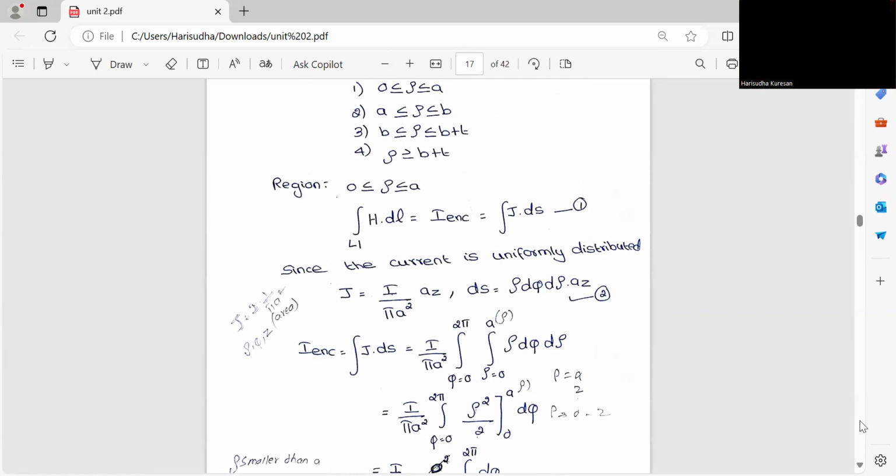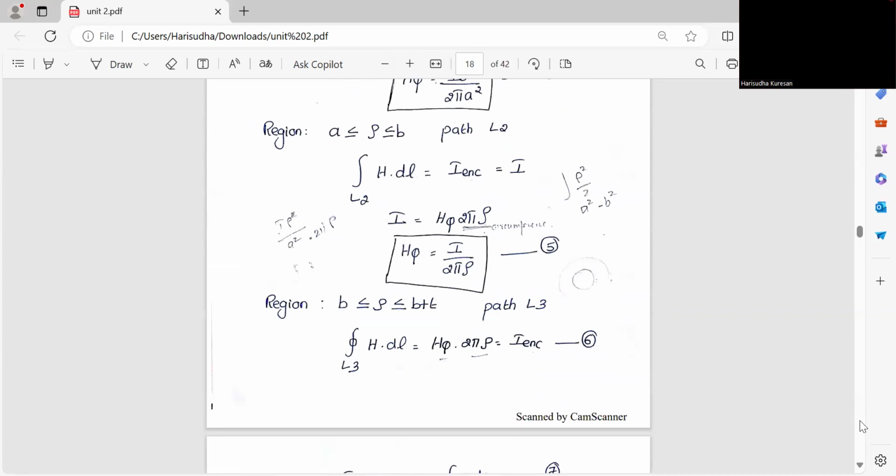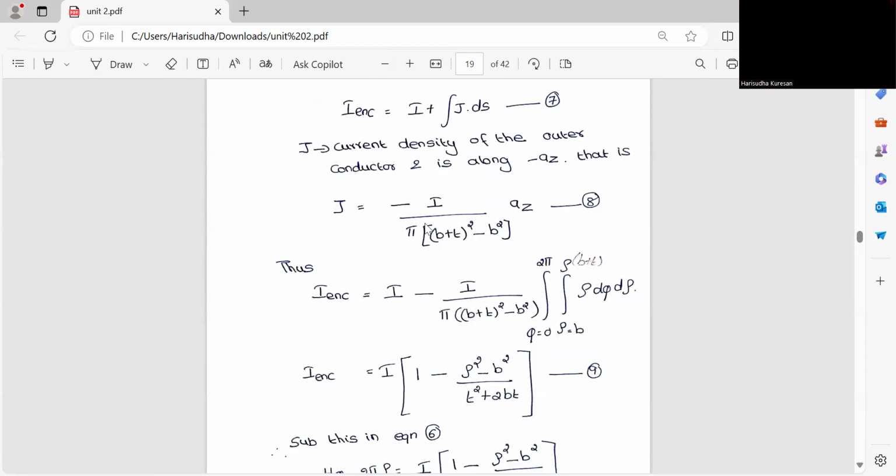But for the outer conductor the current is flowing in the opposite direction. That's why the unit vector az has the minus sign. It is not for the I, it is for the unit vector az. So you get I divided by pi a square. In the place of a square, I have written b plus t the whole square minus b square, which is nothing but the area between the outer circle of the second conductor and the inner circle of the second conductor. Okay, now I'm just splitting and writing this equation.